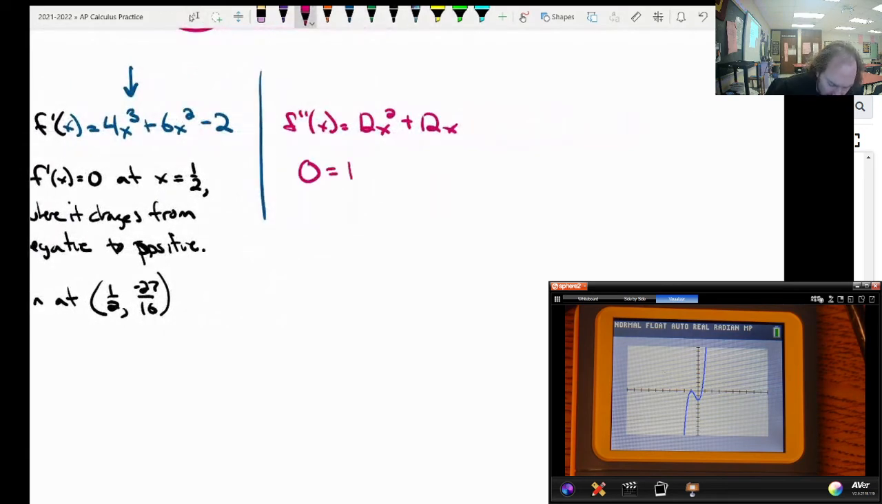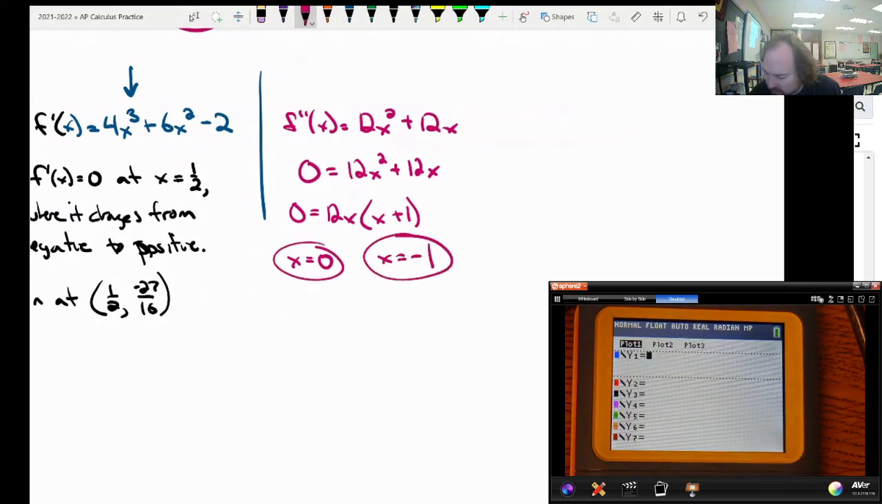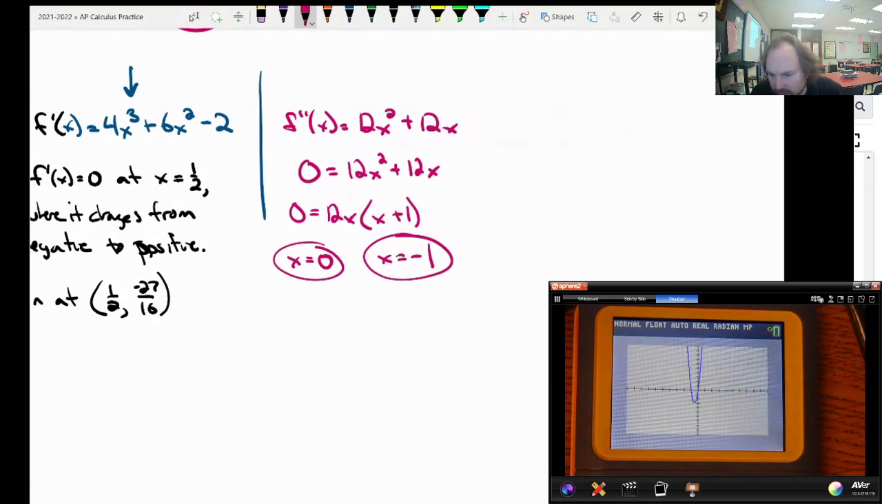It's actually relatively easy to figure out. I mean, first of all, you can factor 12x out of everything. So it's 12x times x plus 1. And this means your two zeros are going to happen at x equals 0 and x equals -1. These are potential spots for where the points of inflection are going to happen. I'm just going to graph and confirm that they actually do change sign there at 0 and -1. And bam, bam, they do. So cool. Those are both your points of inflection at those points.